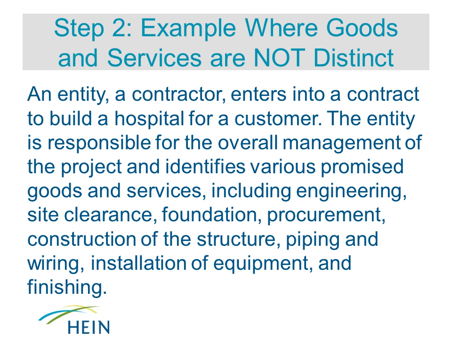So this first example is in regards to goods and services that are not distinct. An entity, a contractor, enters into a contract to build a hospital for a customer. The entity is responsible for the overall management of the project and identifies various promised goods and services, including engineering, site clearance, foundation, procurement, construction of the structure, piping and wiring, installation of the equipment, and finishing.